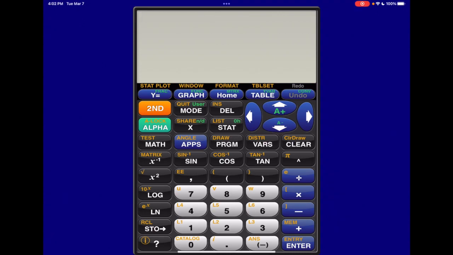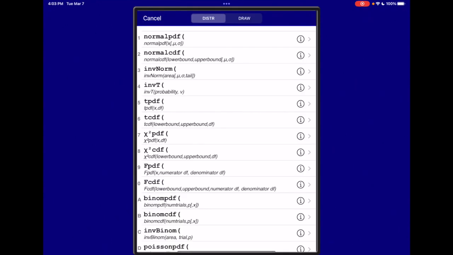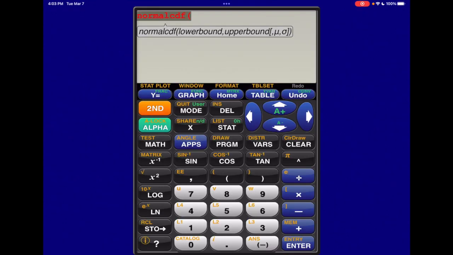On the calculator, to get to NCDF, you want to go to the distribution function, which is on the key just to the left of clear. It says vars on it for variables, but above it, it says DISTR in orange. So hit the orange second key. That takes me into the distribution menu. We see normal CDF, which is what I mean when I write NCDF.